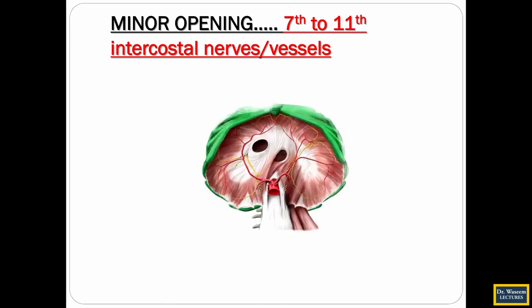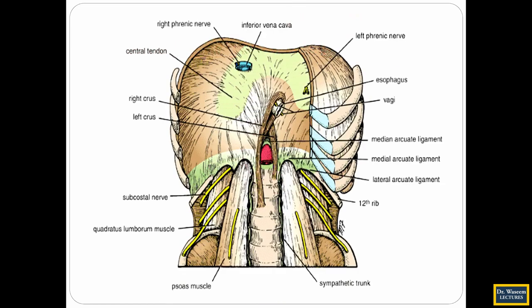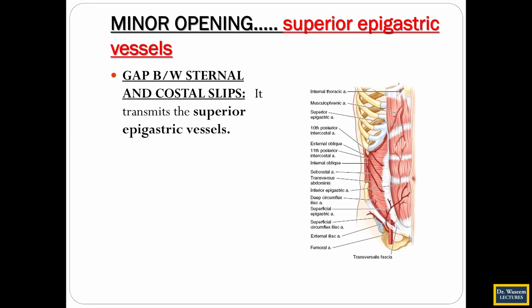See, the minor openings from 7th to 11th intercostal vessels and nerves will be present in these areas also. They haven't been shown, but you can draw them. Now, as far as your external slip is concerned, which is found behind the xiphoid process, if you are seeing the 7th rib here, between the external slip and the first costal slip there will be a gap, and through that gap you can see this artery is now coming here into the abdomen.